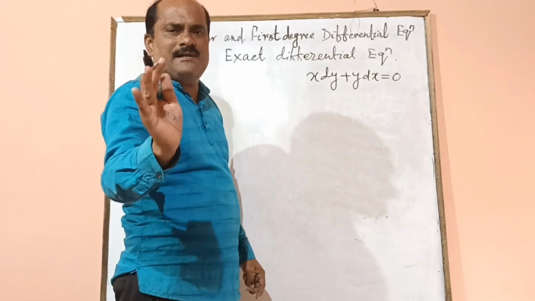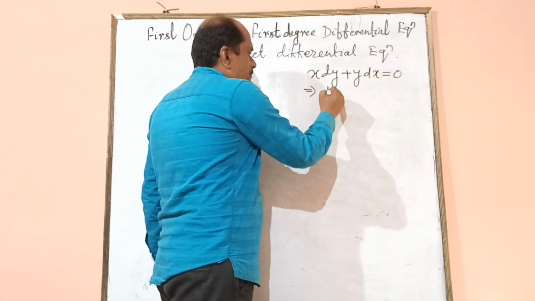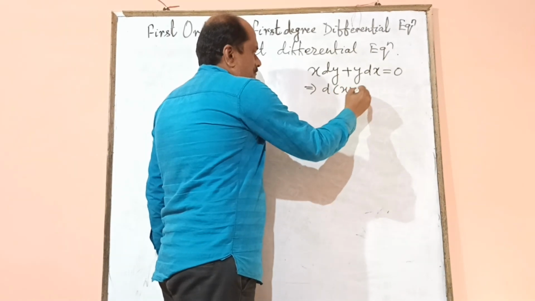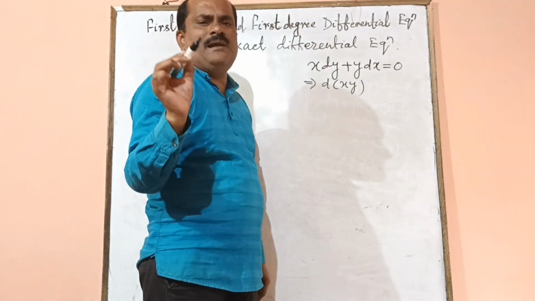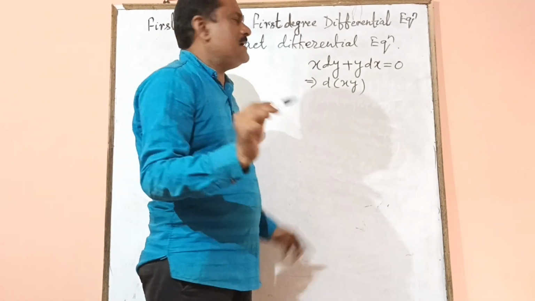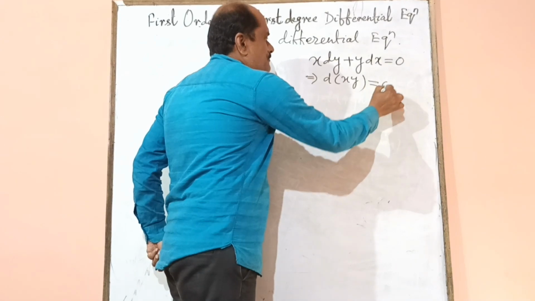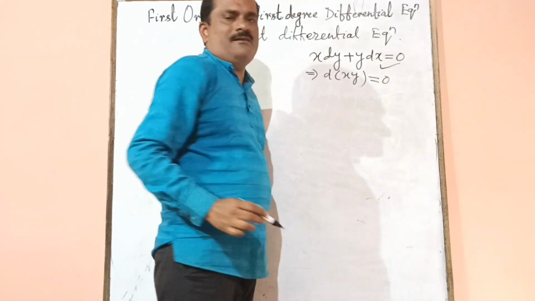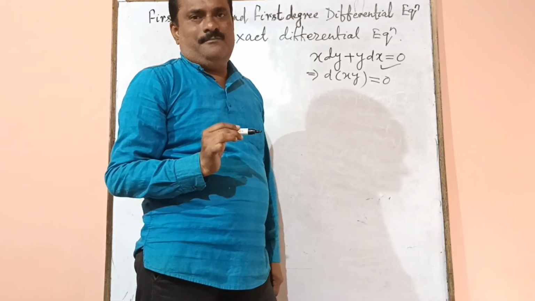The left side of the equation can be written as the derivative of xy. The left side of the equation is a complete differential. This can be expressed as derivative of xy is equal to 0. This type of equation is known as an exact differential equation.